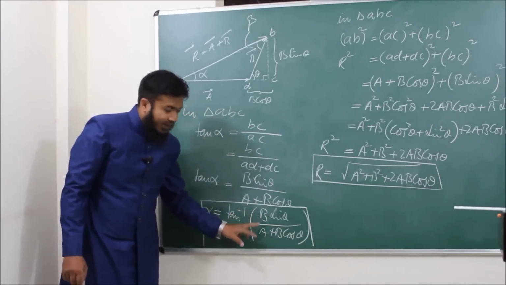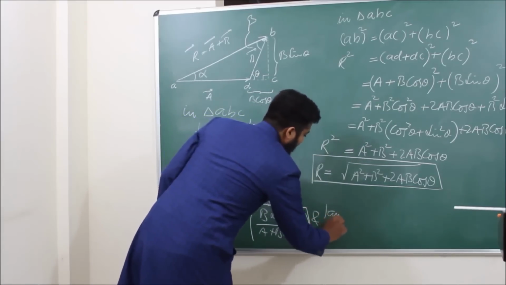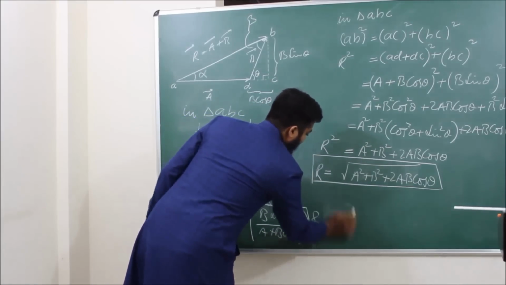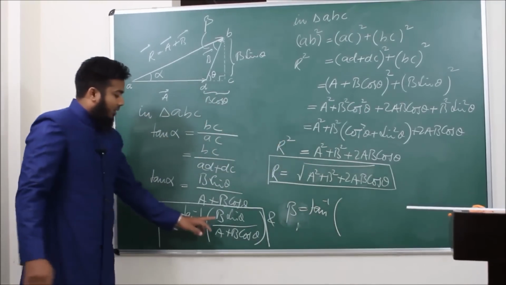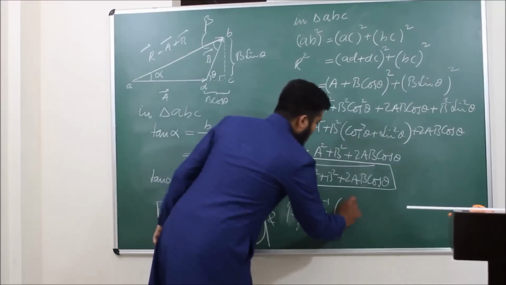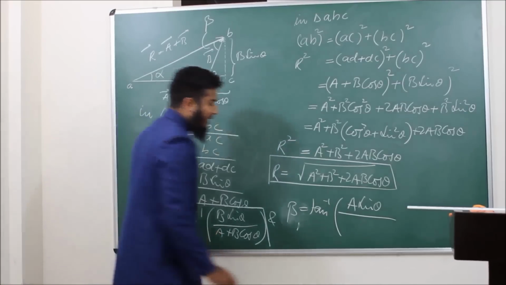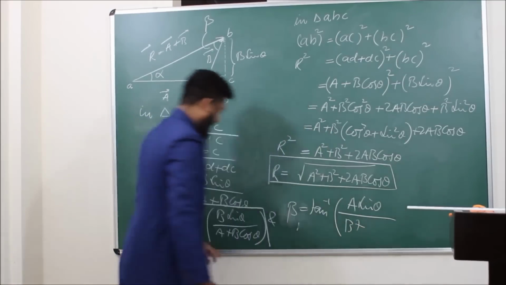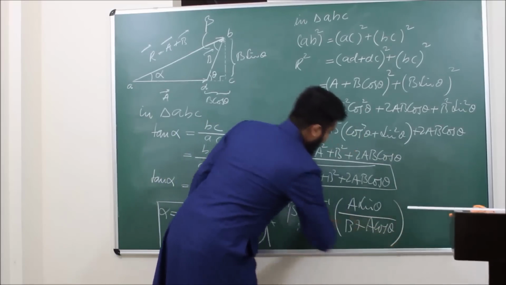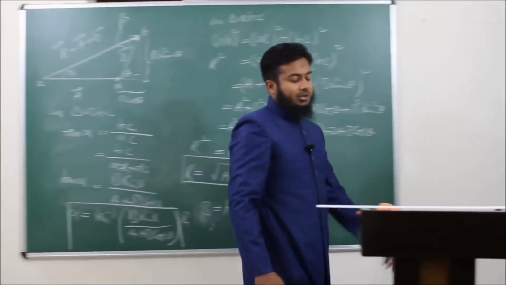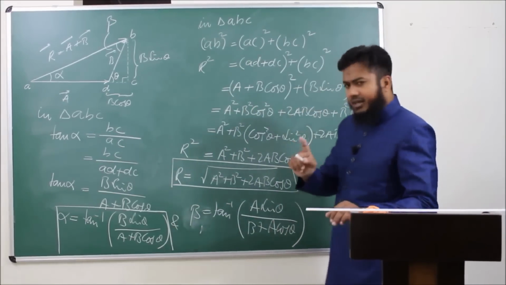At the place of B write A, and at the place of A write B. So if you want to write tan beta or just beta, it will be tan inverse A sine theta upon B plus A cos theta. So this is angle beta. This is angle alpha and this is angle beta. Now I can point you one point here.